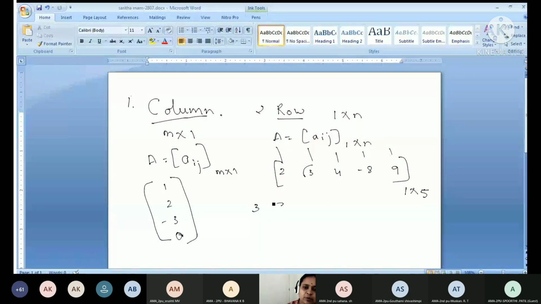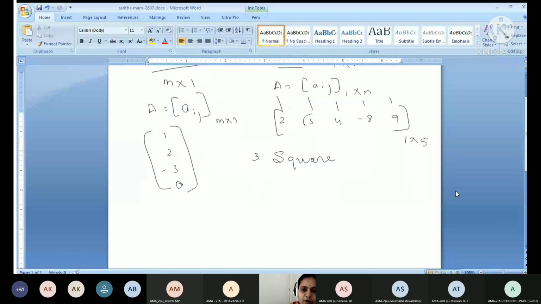Third one will be square matrix. Square matrix is easy to remember. Square matrix means a matrix which has an equal number of rows and columns. So the number of rows is equal to the number of columns. Therefore, the matrix order will be m by n, or else if you want you can write n by n. If it is an n by n matrix, we just call it a matrix of order n. Listen, if I say a matrix of order n, it means n by n. If I say a matrix of order 3, it means 3 by 3.